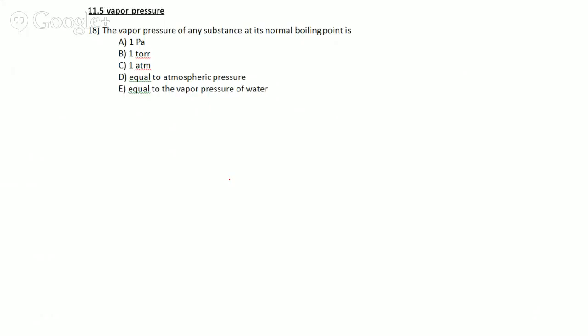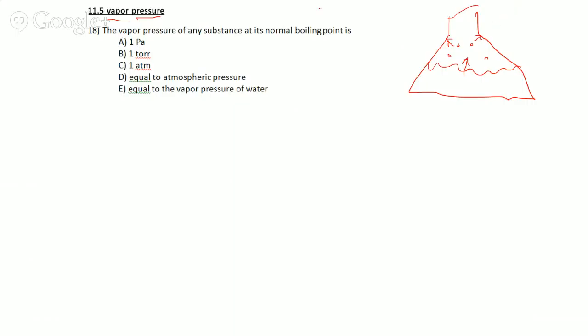Mr. Johnny here again with some 11.5 vapor pressure problems. All right, so you got to remember vapor pressure is kind of self-explanatory. It's the pressure caused by the vapor of a liquid. So if we had a sealed container, let's say with some water in it, some of that water is going to evaporate into vapor, and that vapor is going to cause a pressure on the container, and that's all vapor pressure is.